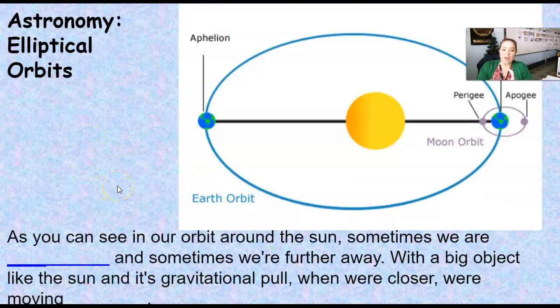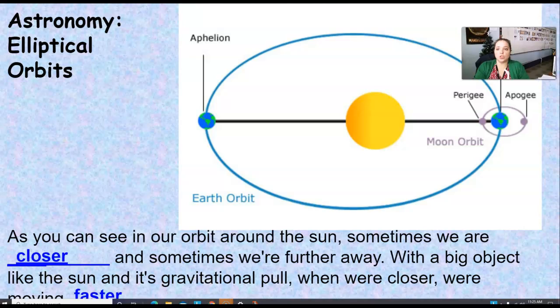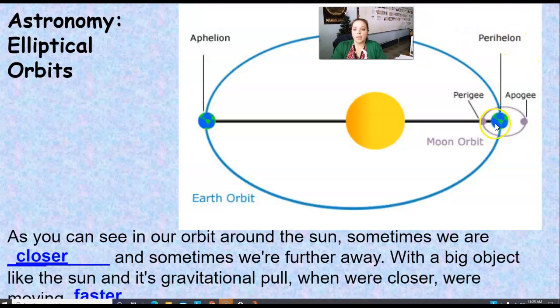As you can see, in our orbit around the sun, sometimes we are closer, like right here, and sometimes we are farther away. With a big object like the sun, its gravitational pull, when we're closer, we are moving faster. And one of the things you should notice is when we're closest, we're at perihelion, and when we're away, we're at aphelion. Very important things to remember.